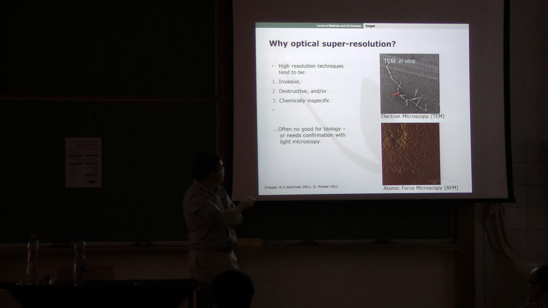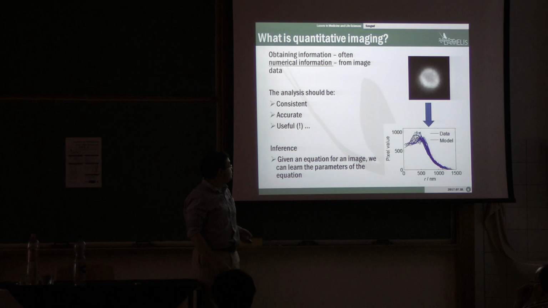So we want to get away from doing high resolution techniques under vacuum, and we want to exploit the fact that in fluorescence microscopy we can do chemically specific labeling, whereas in electron microscopy we have very little ability to tag different proteins and say which is which, but that's something we can easily do in light microscopy. Okay, so in principle we're going to take images of things.